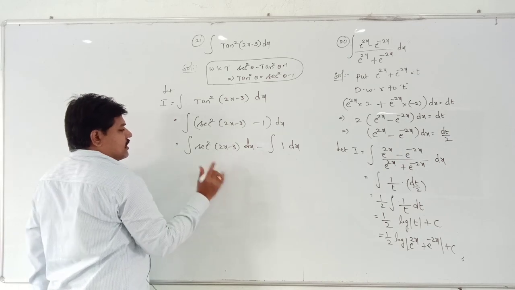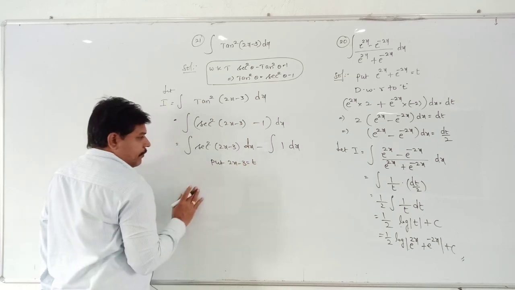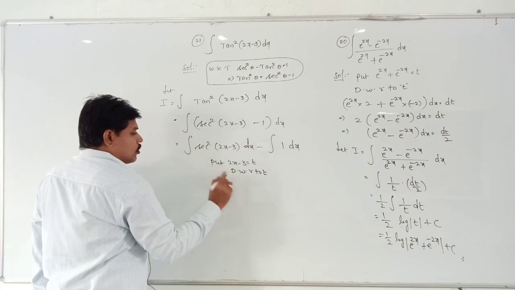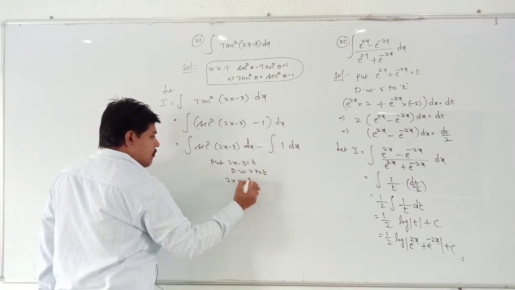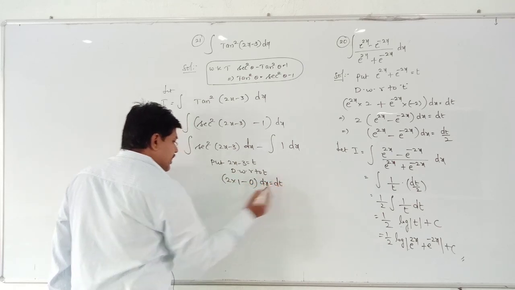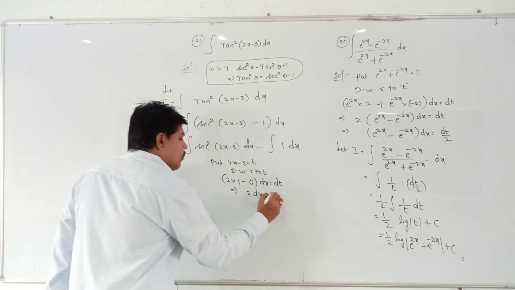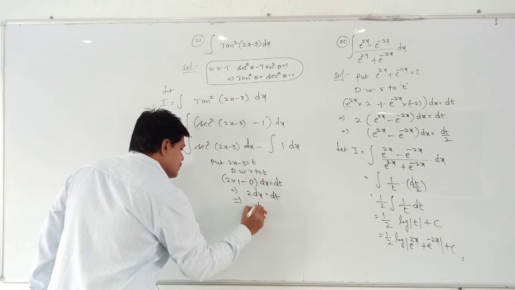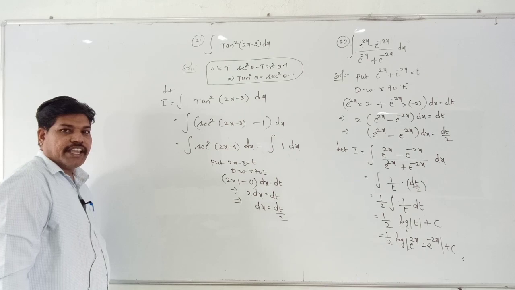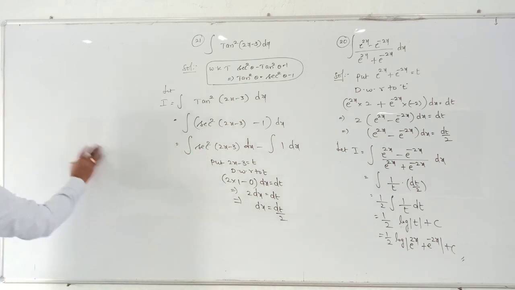For that, put 2x minus 3 is equal to t. Differentiate: 2 into the derivative of x, which is 1, minus the derivative of 3, which is 0, into dx is equal to dt. So 2 into dx is equal to dt, that implies dx is equal to dt by 2. I will substitute this value in this equation.